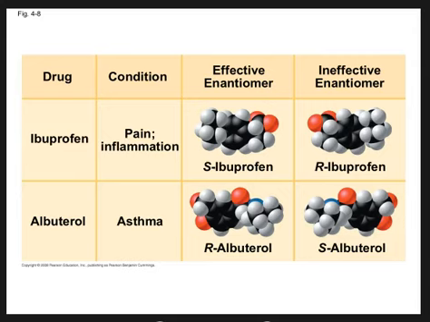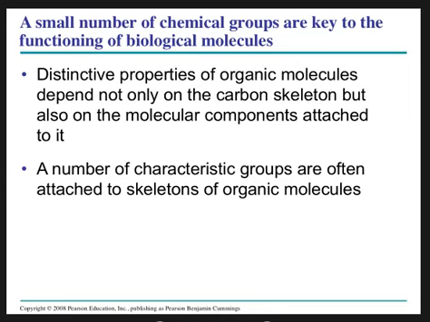Same thing for albuterol, which is used to treat asthma. What it does is dilate bronchioles. It reopens those airways that are constricting. In the R-albuterol form, it's very, very effective. If we take that mirror image and have S-albuterol, it isn't going to work at all. So very, very different in that regard.